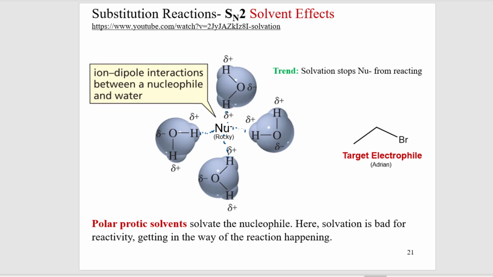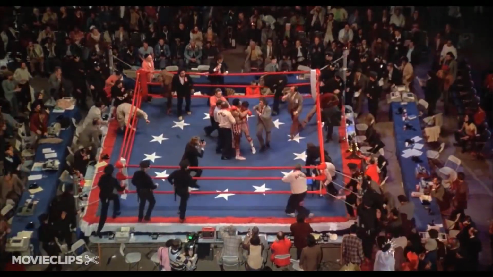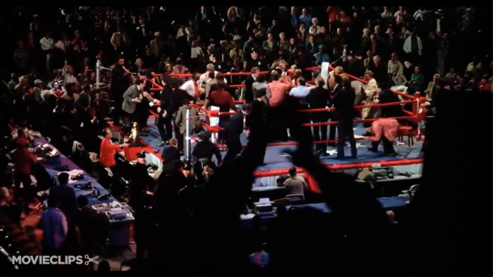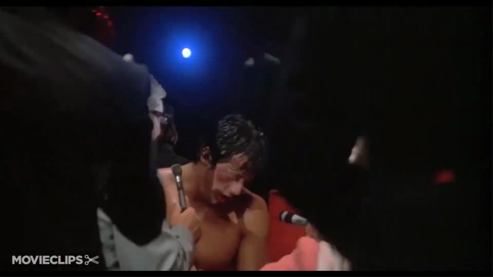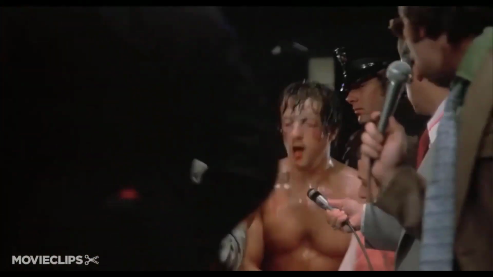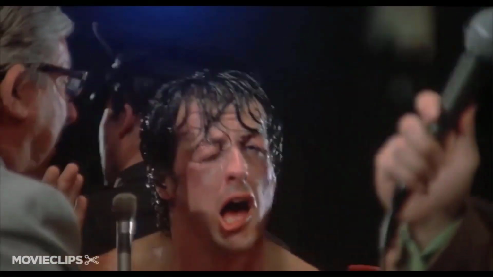I know this is an old movie, maybe you guys haven't seen it, but the classic 1976 Rocky movie, it just reminds me of Rocky wanting to interact with his girlfriend, Adrian, after he wins the fight, right? And he's screaming for her, but he can't get through the crowd, and she can't get through the crowd because the solvent is acting like the crowd, and they're attracted to the strong nucleophile Rocky, and they just can't get to one another. So in this case, SN2 does not want to have a polar protic solvent.